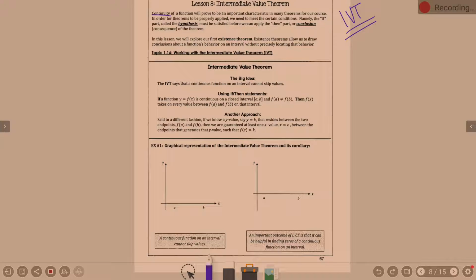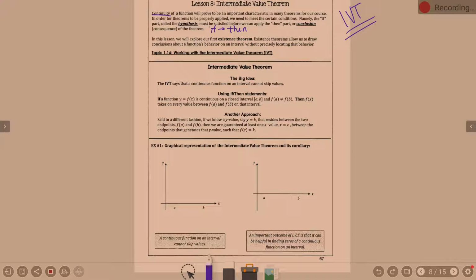You'll notice it says, namely, the if part, called the hypothesis, must be satisfied before we can apply the then part. And so when we get down here to looking at the intermediate value, we'll say, if it's continuous, and if this is happening, then this is true. So continuity is a big part of these if-then statements.